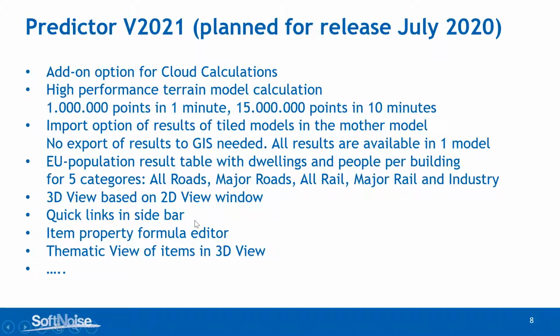There's a new option for quick links in the sidebar. We've got an item property formula editor. That means that you can now, for instance, increase your sound power level with a certain number of decibels up to a maximum of a certain number, or you can multiply the attribute that presents the number of floors by 3, and then you've got the height of the building. So this gives you a much more flexible way of handling properties. Also new is the thematic view of items in the 3D view, and there are some more features coming.